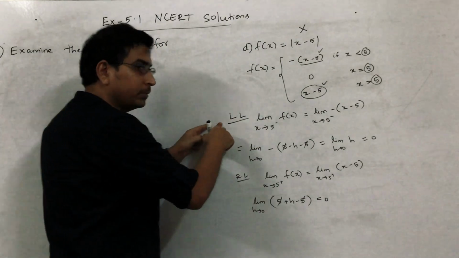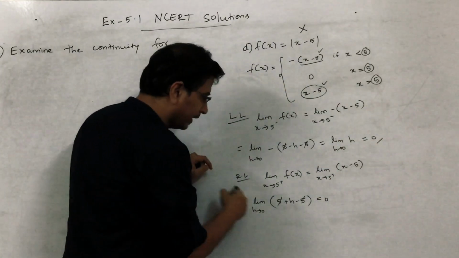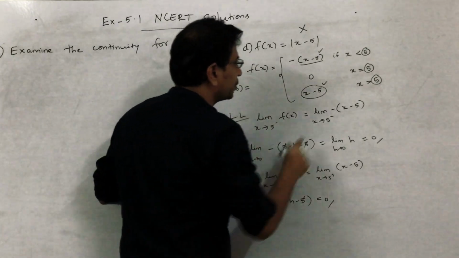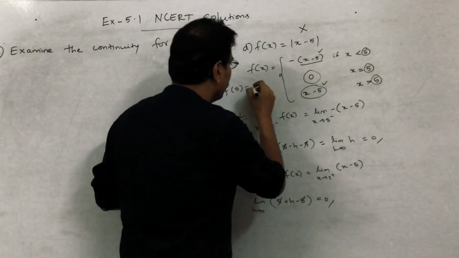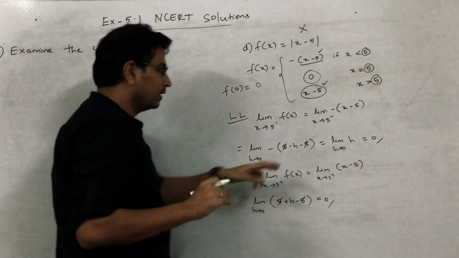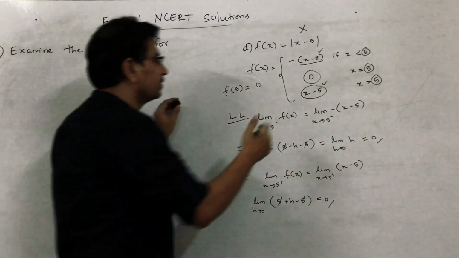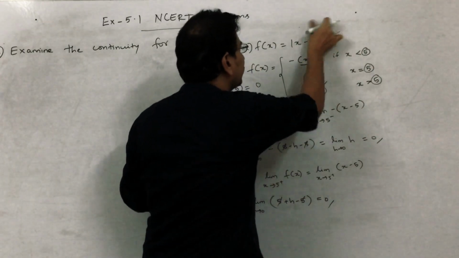So the left limit is 0, right limit is 0. The function value f of 5 is how much? f of 5 is also 0. Since the left limit is equal to the right limit is equal to the function value, yes, this function is continuous throughout its domain.